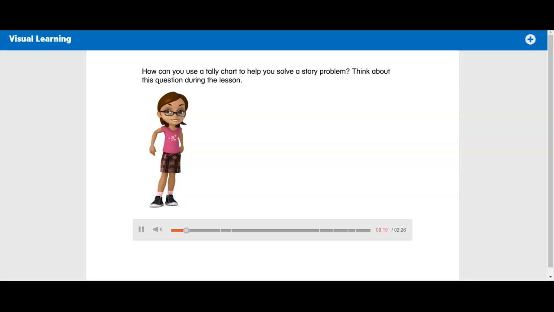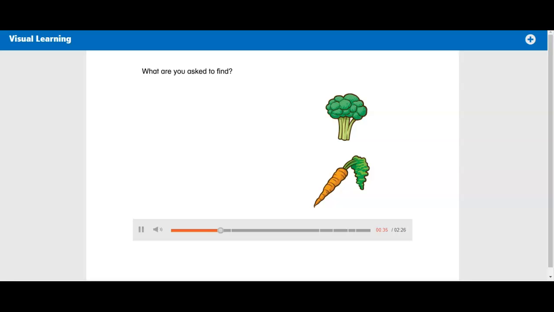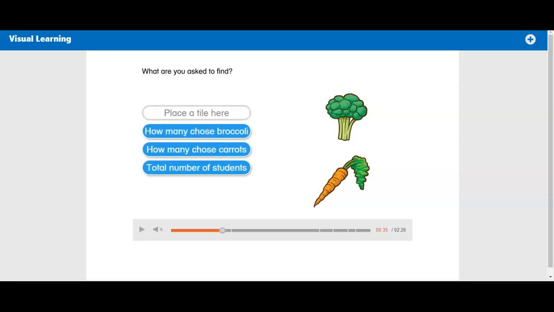How can you use a tally chart to help you solve a story problem? Think about this question during the lesson. Abby asked 12 students if they like broccoli or carrots better. 5 choose broccoli. The rest choose carrots. How many chose carrots? What are you asked to find? Select your answer.